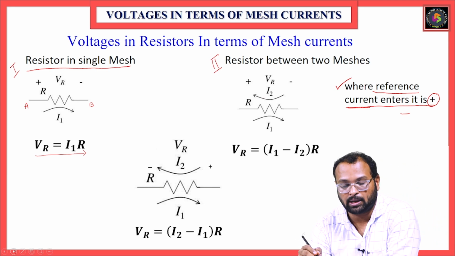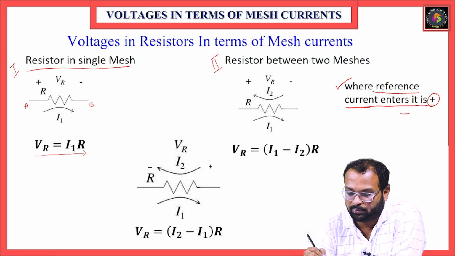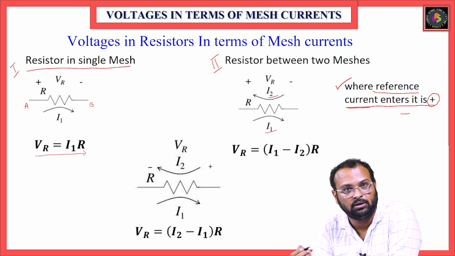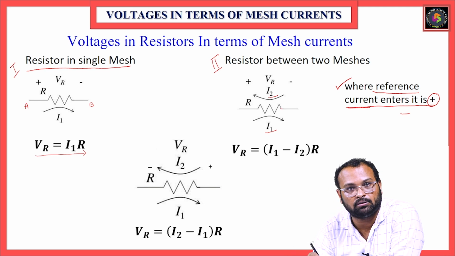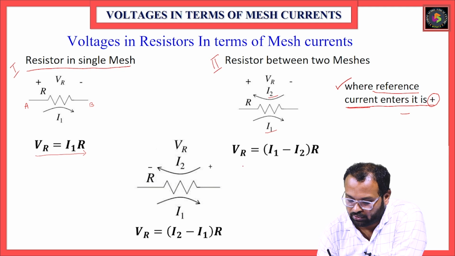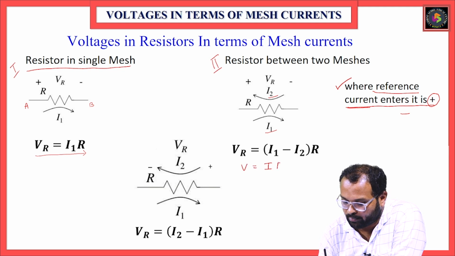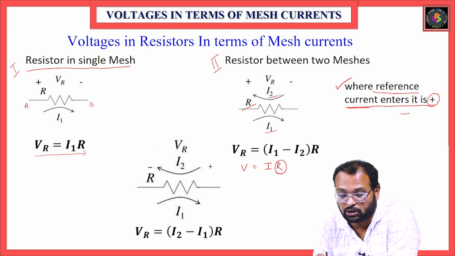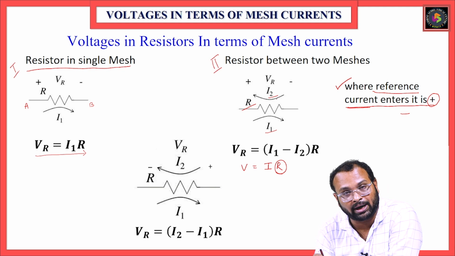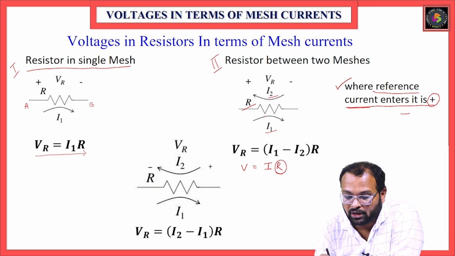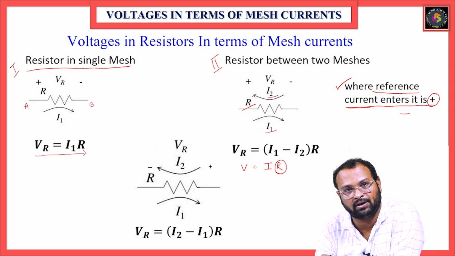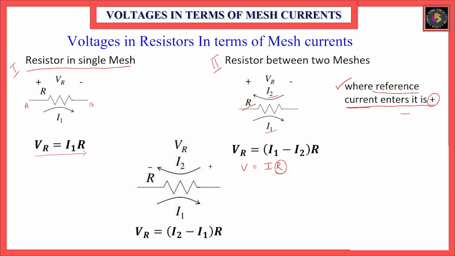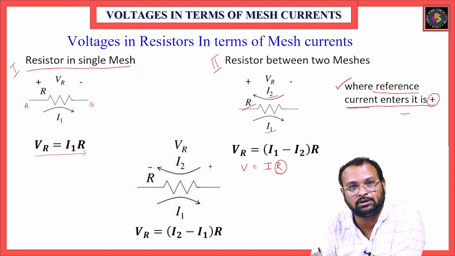Suppose this resistor R is in between two meshes, the first mesh and the second mesh. The first mesh current I am considering as I1 and the second mesh current as I2. Then what is the voltage across this one? According to Ohm's law, V is equal to I into R. We know the resistor value R. What is the current through it? Because it is between two meshes, it is affected by two mesh currents, and both currents are in opposite directions.